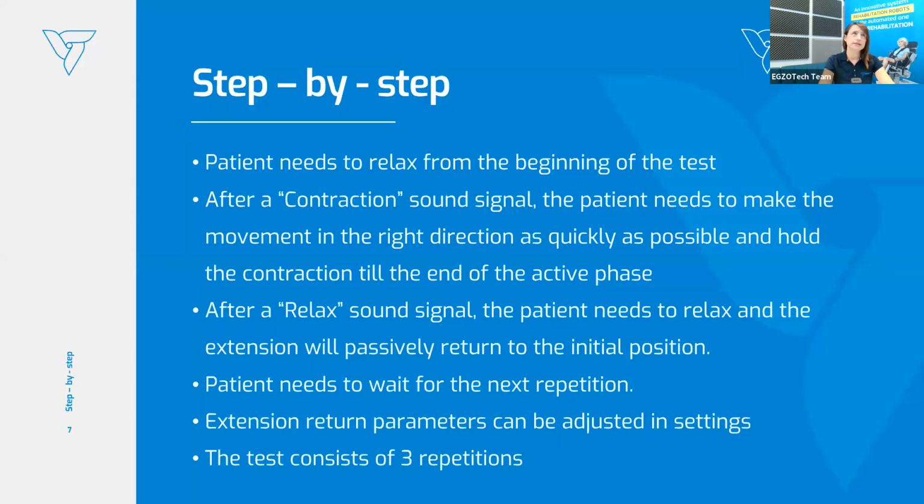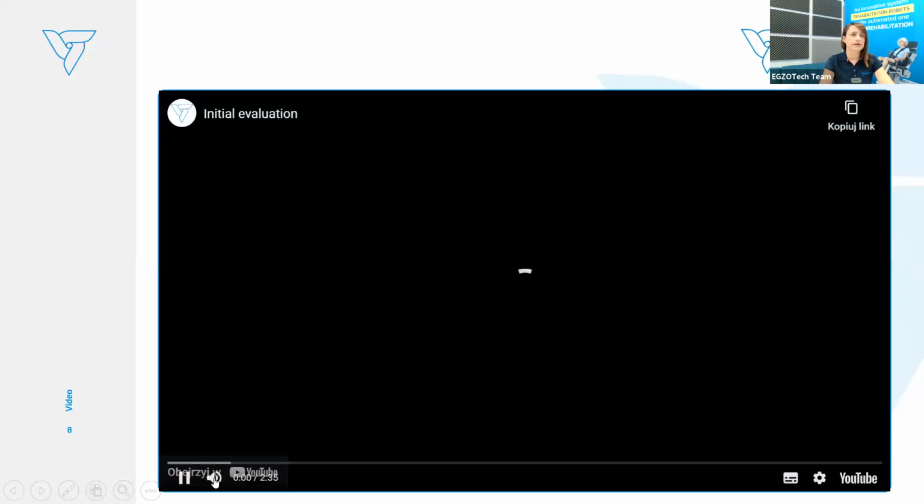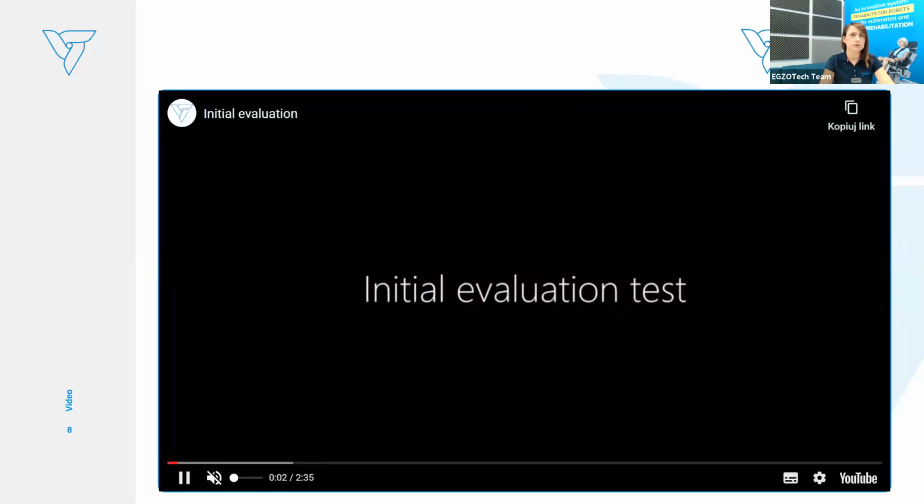And the test step by step looks like that, and we will see it in a moment, that the patient has 3 repetitions, and it just goes one way. The patient needs to be active, but going back to the initial position, this is something that the device is doing. And we have 3 repetitions, and we can look into the things that I just mentioned. So here's the quick view on how to perform the test.